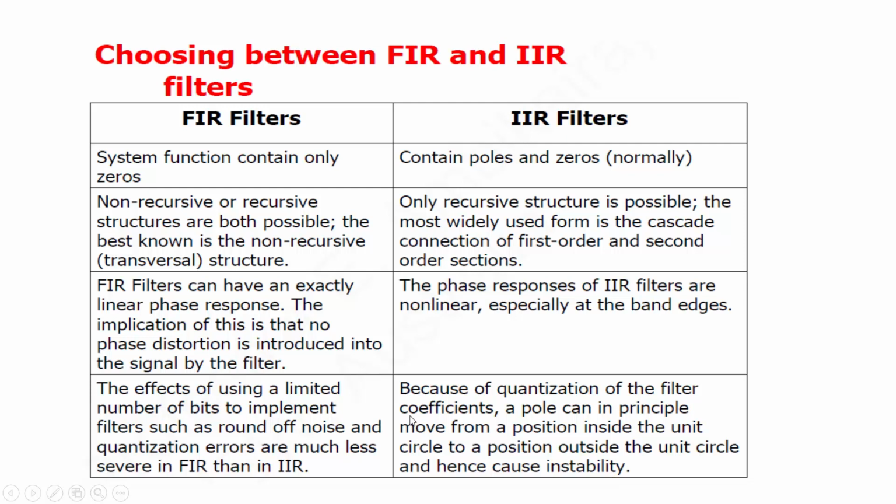Actually, when you select the number of bits by which you will represent each coefficient, if you consider a smaller number of bits to represent coefficients, then in the case of IIR filters the pole can move outside the unit circle and cause instability in the filter. Whereas this kind of problem is less in FIR filters, so you can choose a reasonable amount of bits to represent the coefficients.